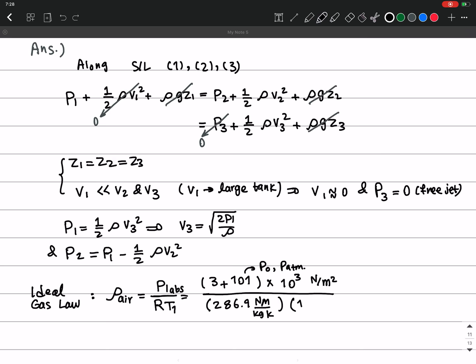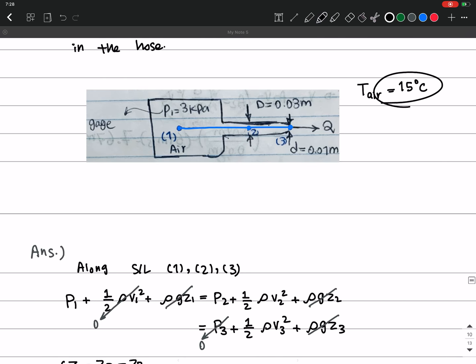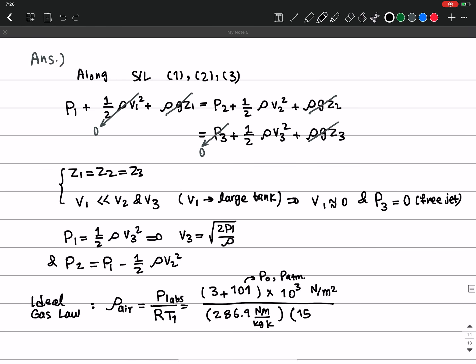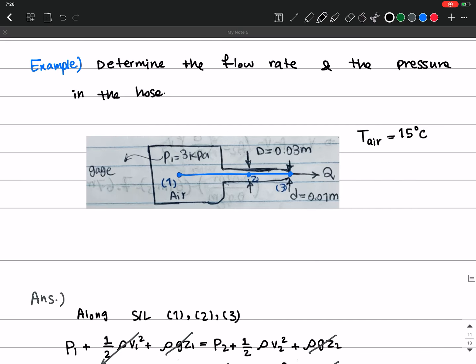So I just add the 15 degrees Celsius that we have plus 273 to get Kelvin. And if you calculate this, it is going to give us 1.26 kilogram per meter cube. So this is the density of air here.